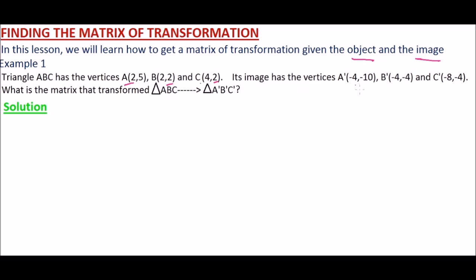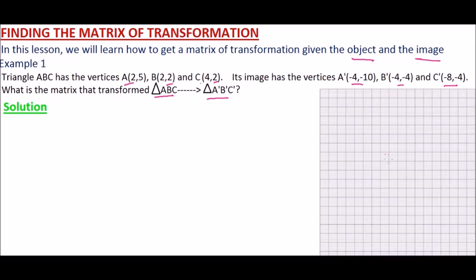Its image has A prime at (-4, -10), B prime at (-4, -4), and C prime at (-8, -4). So we are supposed to find the matrix that transformed triangle ABC onto triangle A prime, B prime, and C prime. First of all, we are going to plot the two triangles. Then from there we identify the matrix that was used to do the transformation.